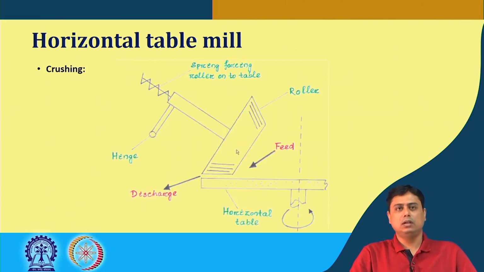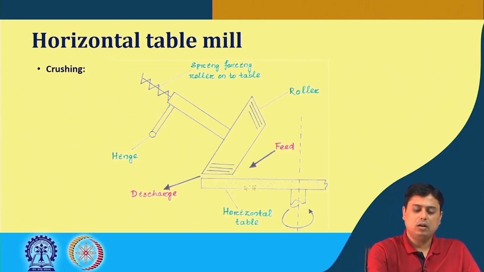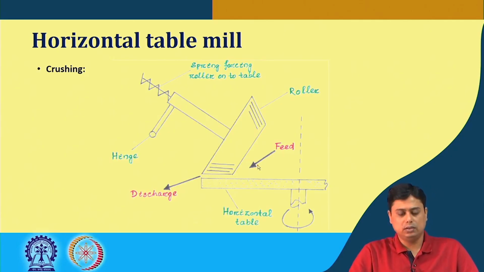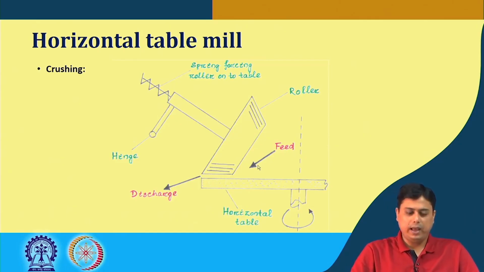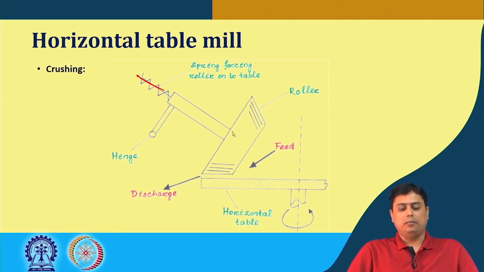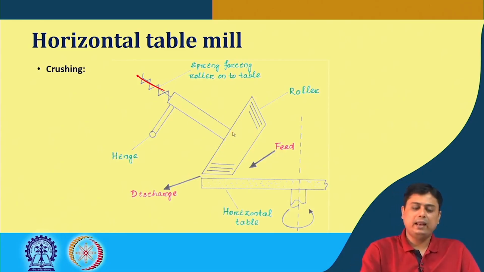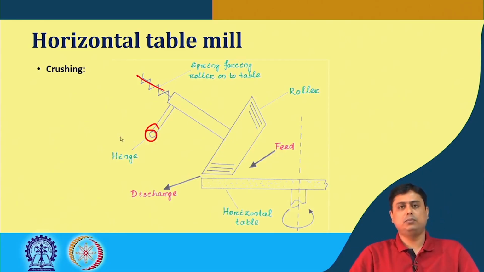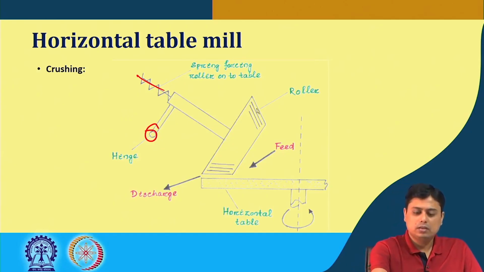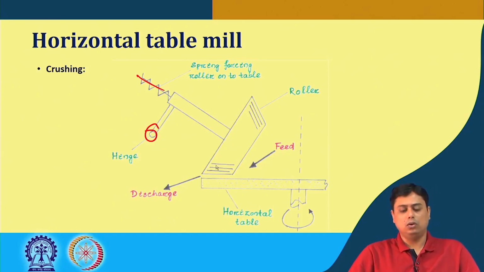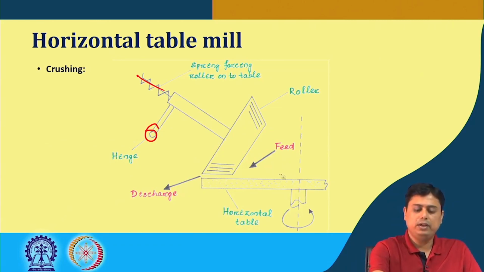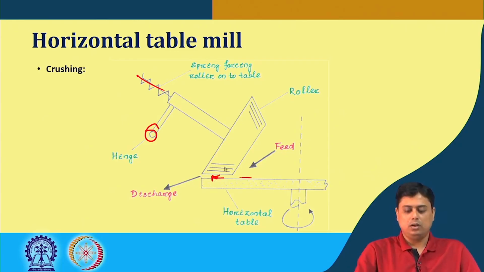The other crushing mechanism is found in this horizontal table mill. Here we have a rotating disc, a horizontal plate, and a roller at a certain angle and hinged at a certain position, which also rolls as the feed goes in between the spaces of this rotating plate and this roller.